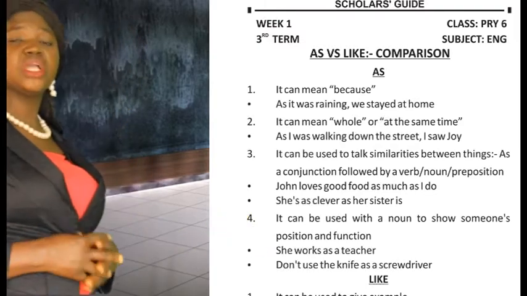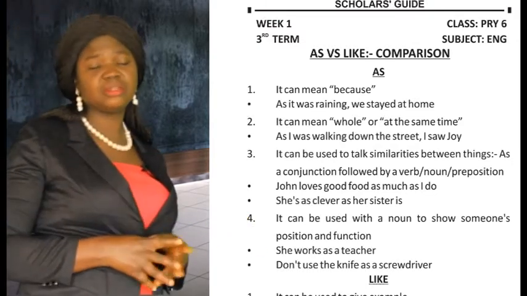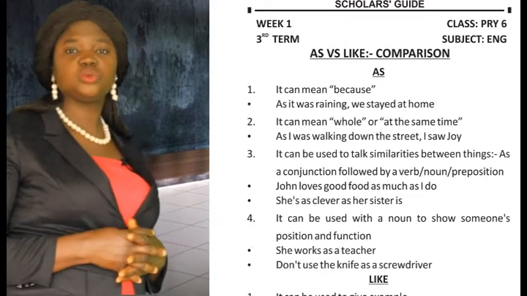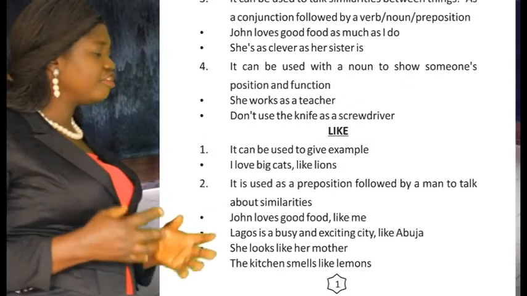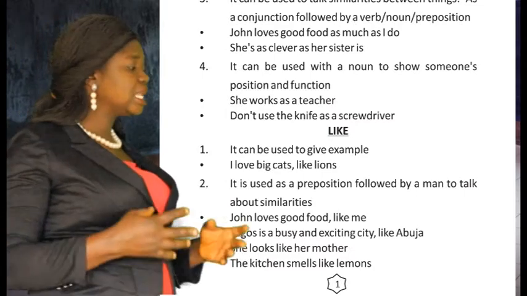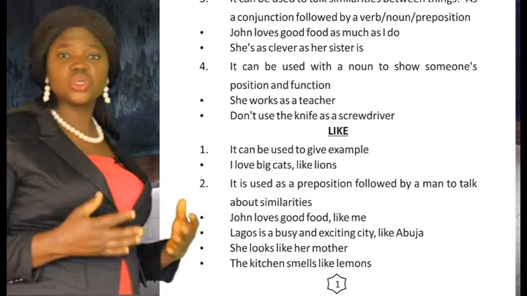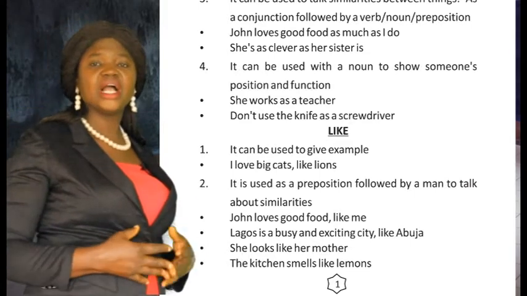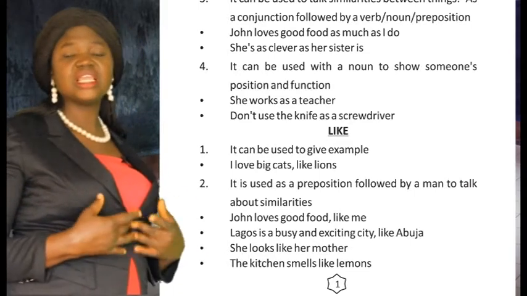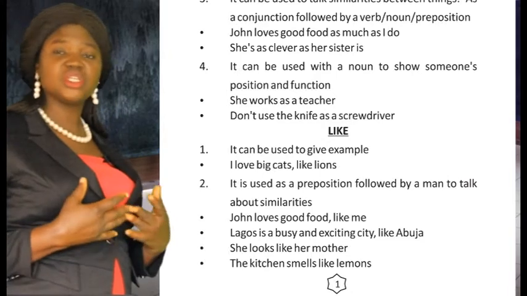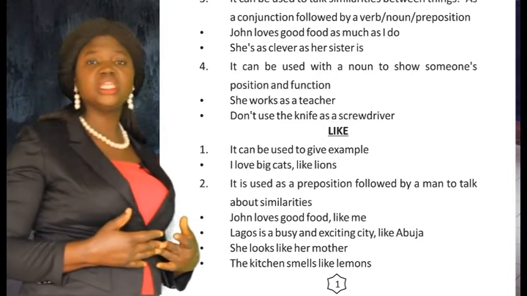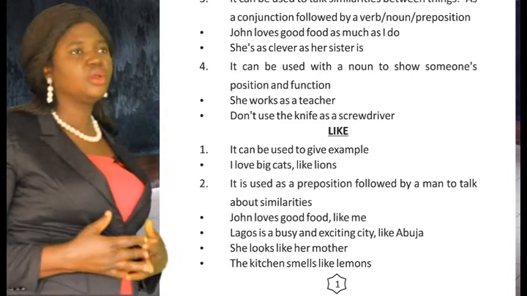All right, so the second thing we'll be looking at now is what? Like. How we can use like to show comparison. There are 2 different ways by which we can do that. We have the first way to be what? It said like can be used to give example. When you are talking about a concept or an idea and you want to state an example of the concept or idea you are talking about, then you make use of what? Like.